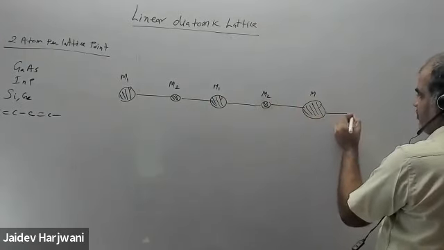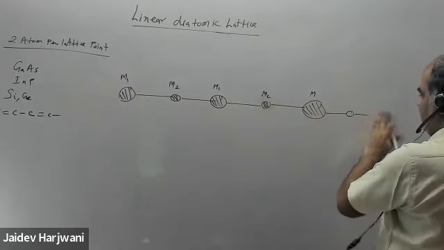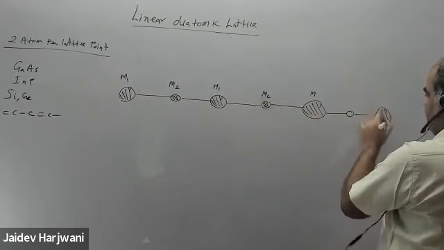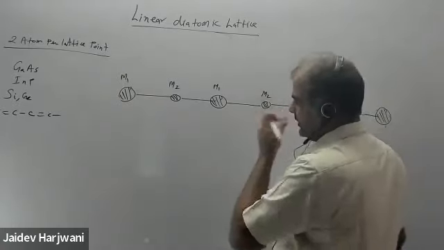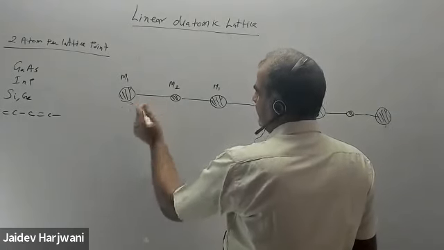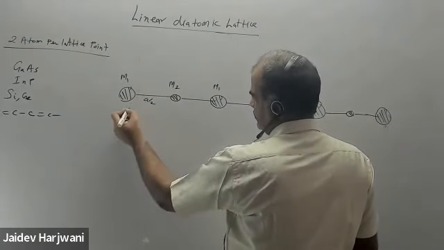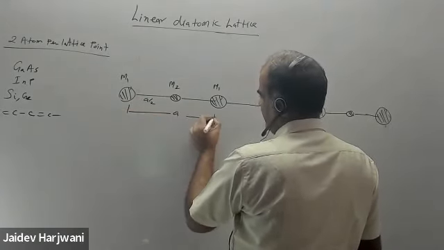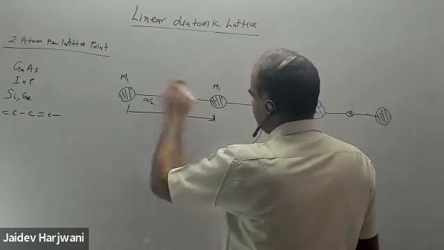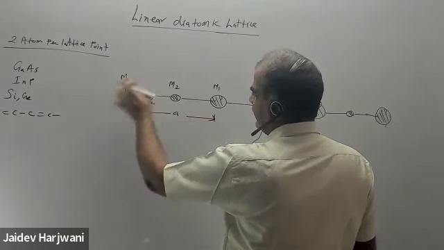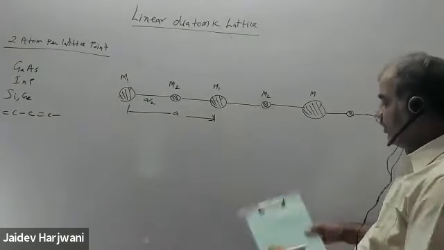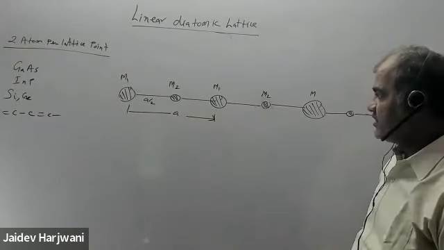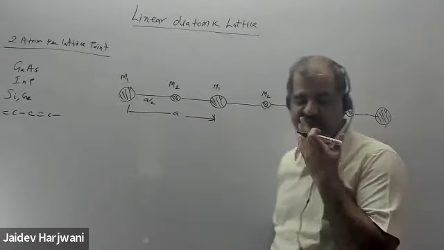Okay, so this is small, and again we have a heavier atom. Okay, say the distance between the two atoms is a by 2. Okay, so this total distance is a. So I'm considering this is a one point. This is a one point. Okay, but एक lattice point पे दो atom है. Okay, in that condition how the dispersion relation will be.